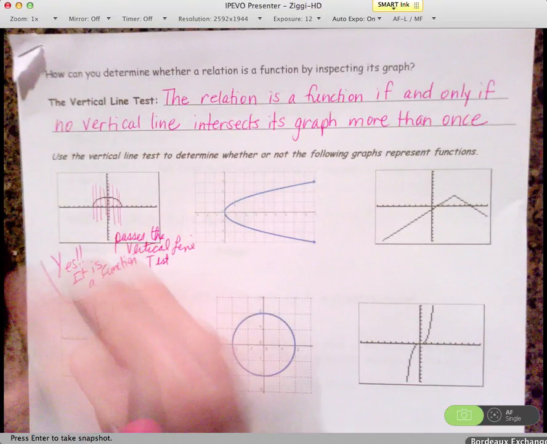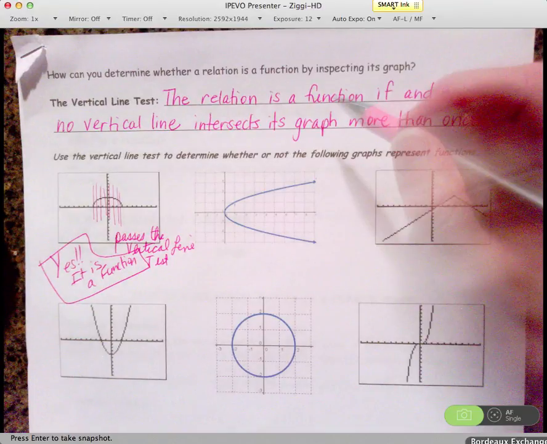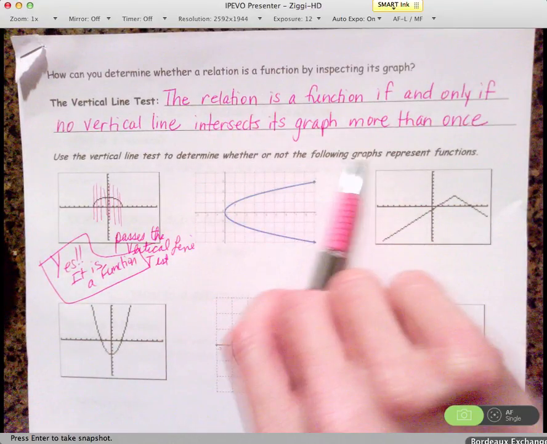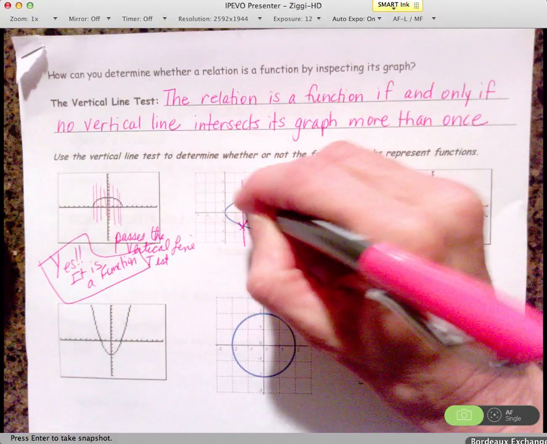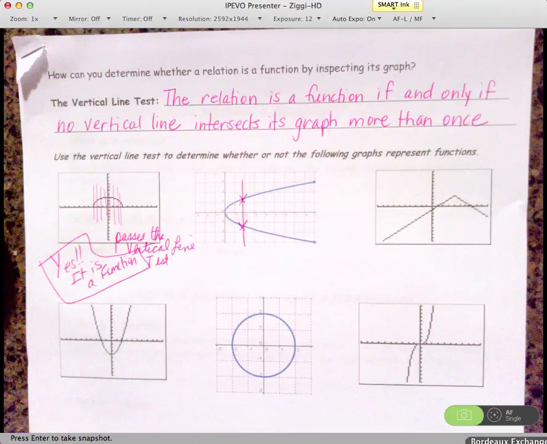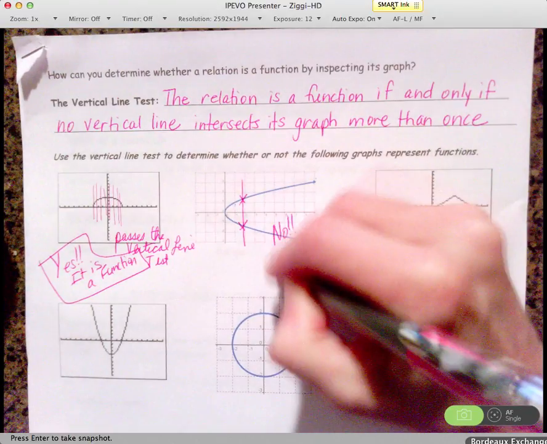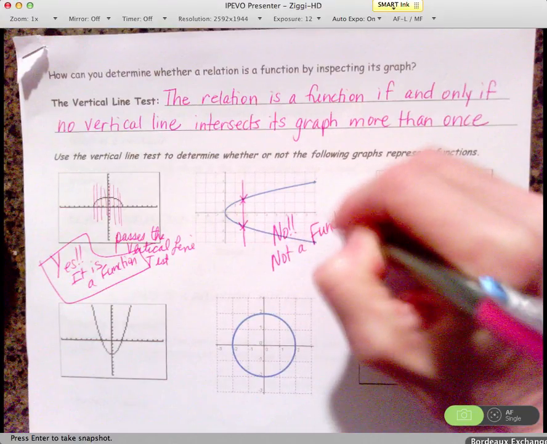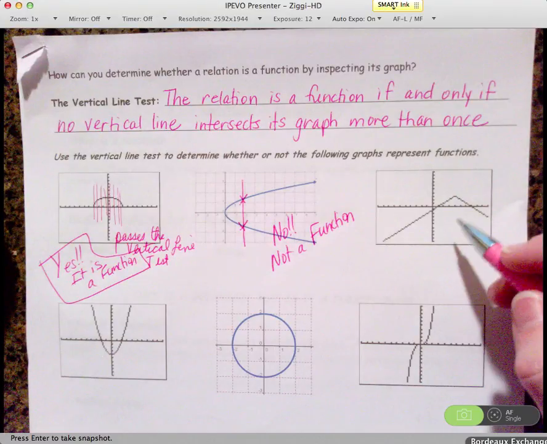Now let's compare that to the next one. What I said was that no vertical line can intersect the graph in more than one point. So I drew a vertical line that hit the graph in two different points. So no, not a function. Pretty easy stuff, right? How about this one?